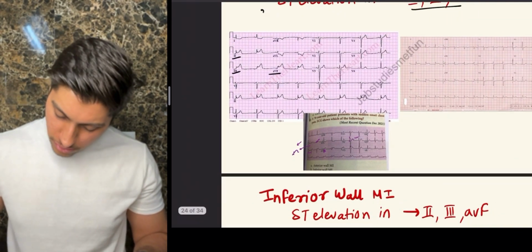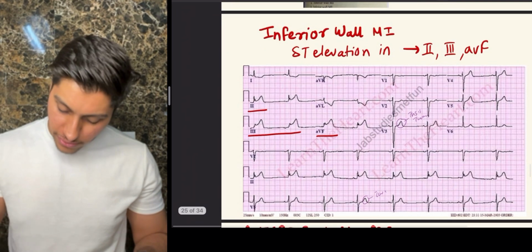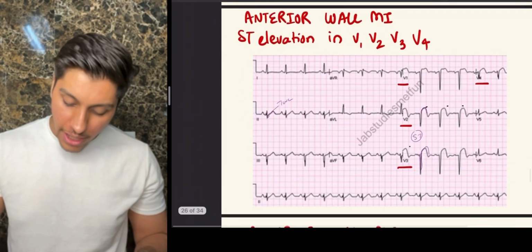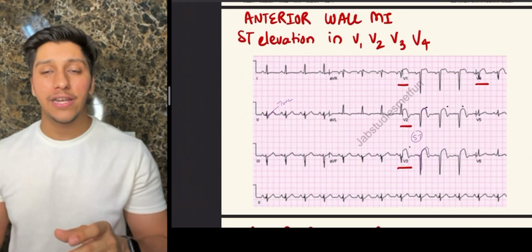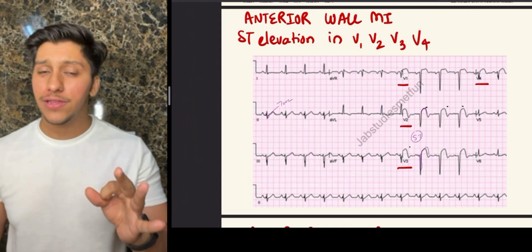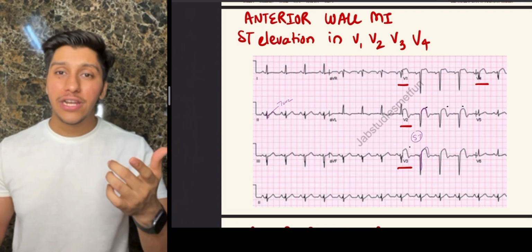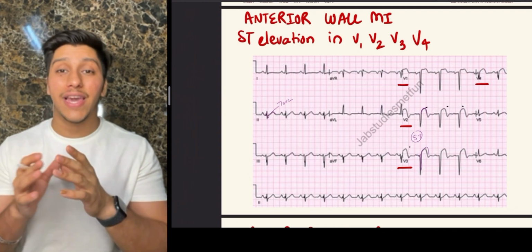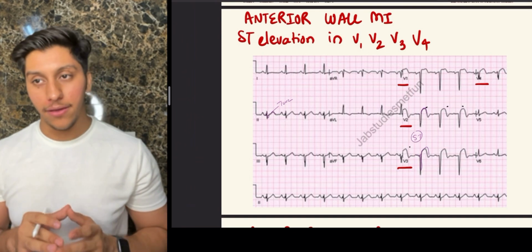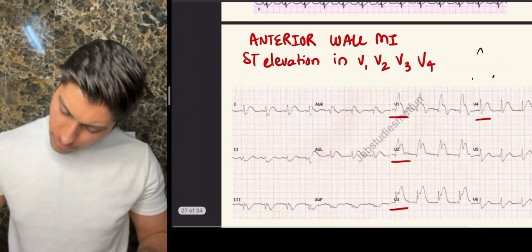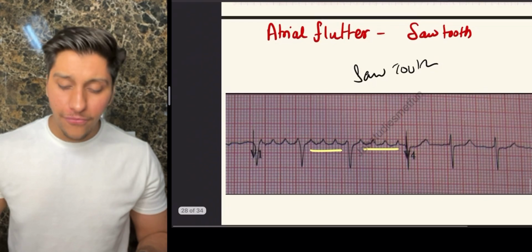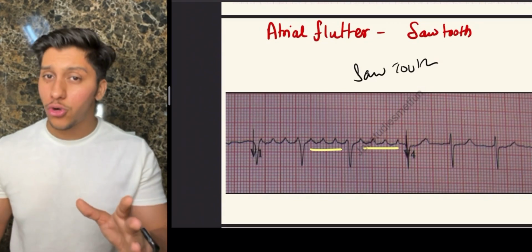Next you will see again same examples of inferior wall MI. Anterior wall MI is going to be ST elevations seen in lead V1, V2, V3 and V4. If you have ST elevations in V5, V6, this is also known as extensive anterior wall MI. Okay. These are also examples.